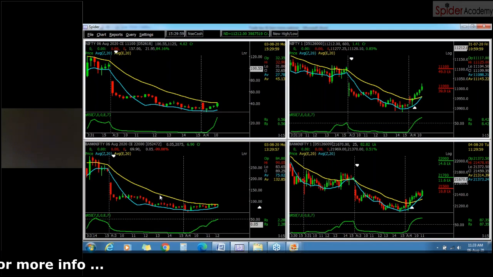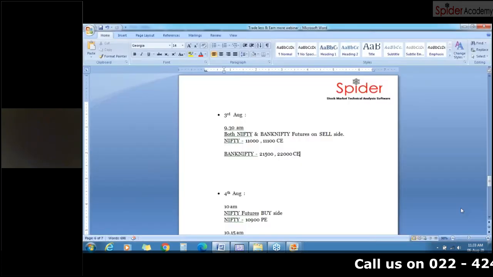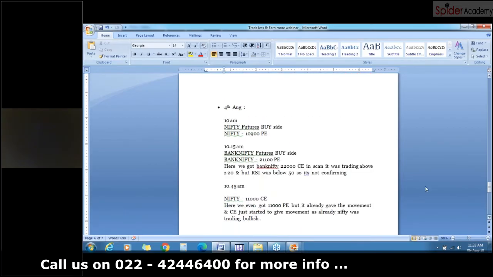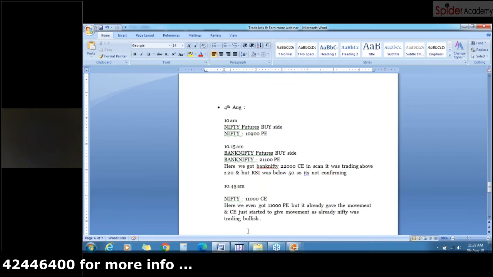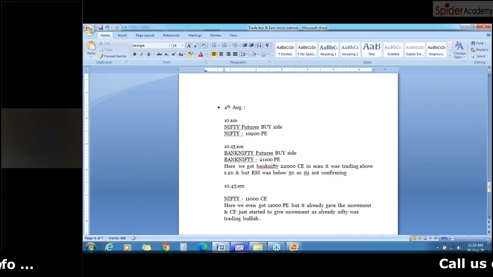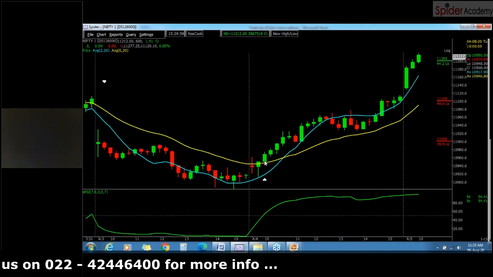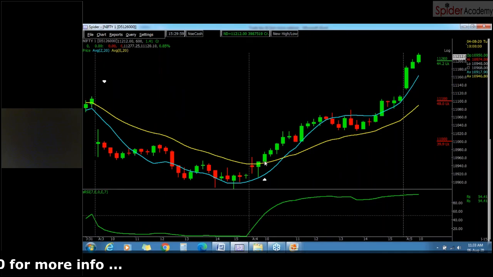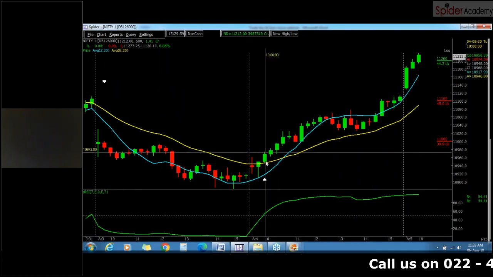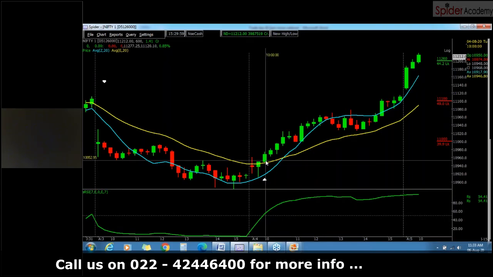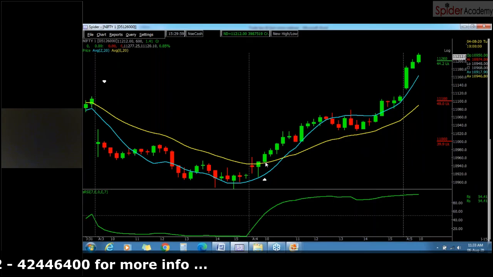Now we will move to some more good examples. Here we have 4th of August at 10 a.m., we got Nifty futures on the buy side. So we will look at Nifty futures. As we can see, the 10 a.m. candle, when it closed, was trading above this moving average, and the smooth RSI closed above 50, and it went for the buy side. Our stop loss will be this yellow moving average, and the first target would have been 25% from this entry level.